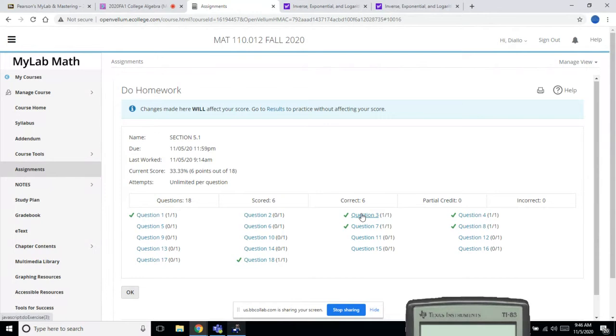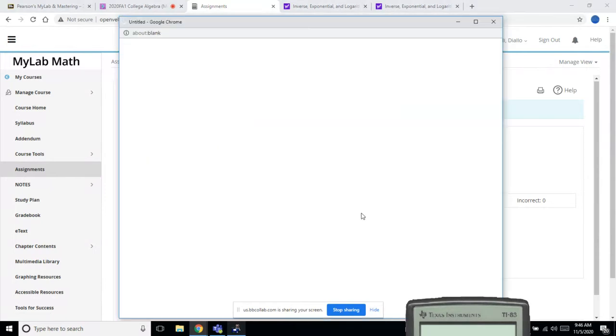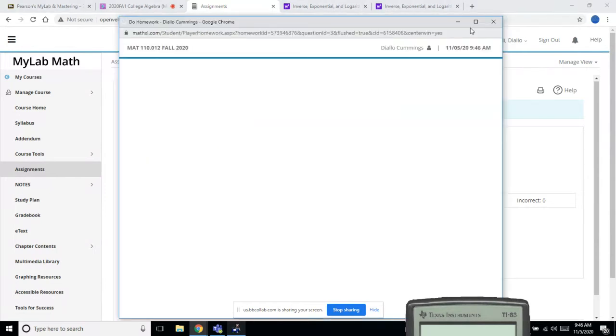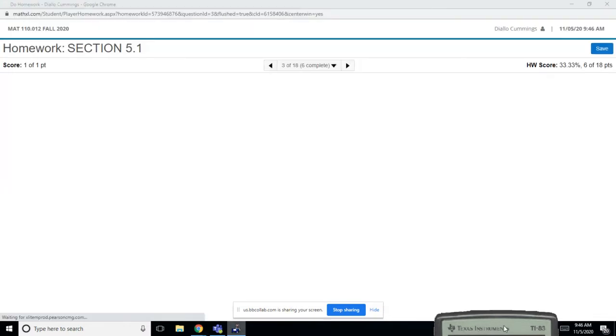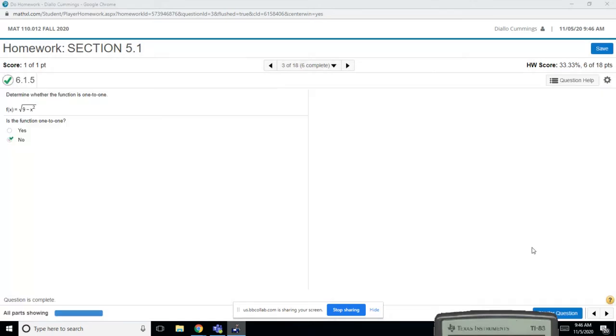And we'll take a look at problem number 3 and 4. All right, and I will generate a new example. And we're given this function, f of x is equal to the square root of 7 minus x squared, and we're asked to determine if the function is one-to-one.